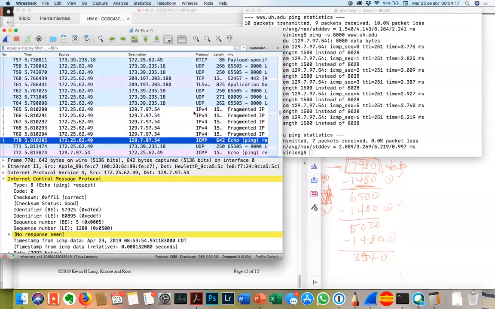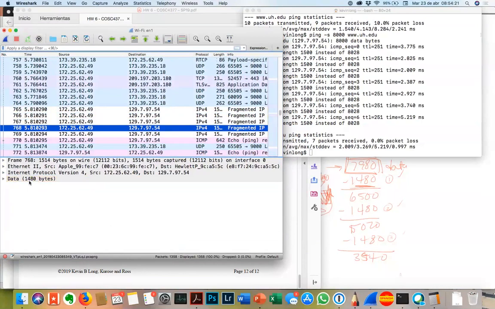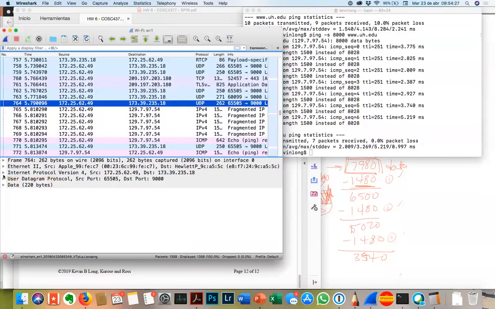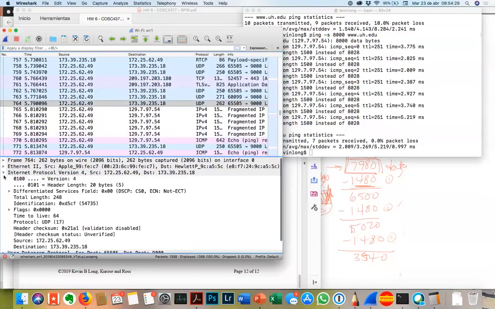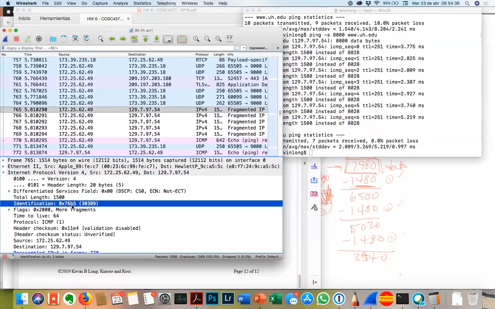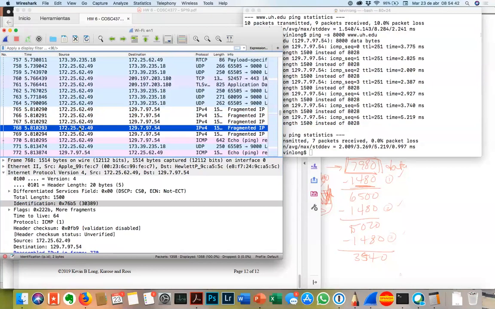So here's some fragments. They're each 1,480 bytes in length. I intentionally sent a ping that was so big that I was hoping it would have to be fragmented. And as I come through here, I'm going to look at my IP datagram. I've got to start with the first fragment. And you'll see an ID number, 76B5. Then I go to the next one, 76B5. A couple more down, 76B5.